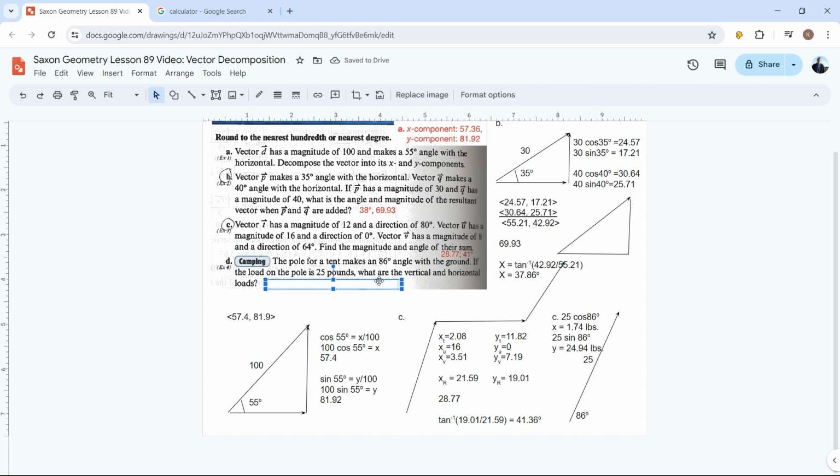Let's just check our work on those ones. Vertical 24.94, horizontal 1.74. That's how you work these. You're changing vectors into right triangles, and you're using sine, cosine, tangent, inverse sine, inverse cosine, inverse tangent, and also the Pythagorean theorem to solve these. You are ready to do the problem set for next time.